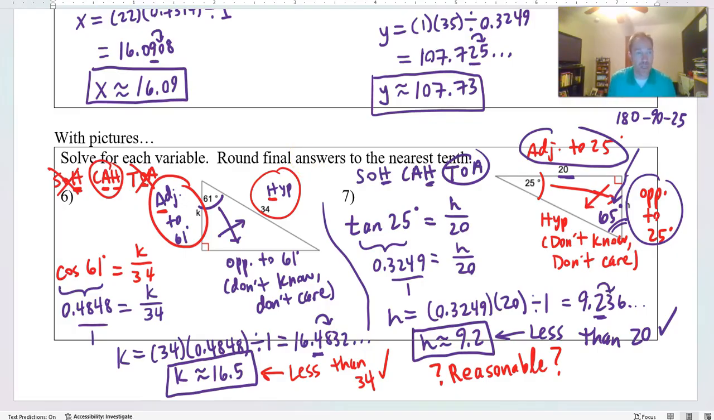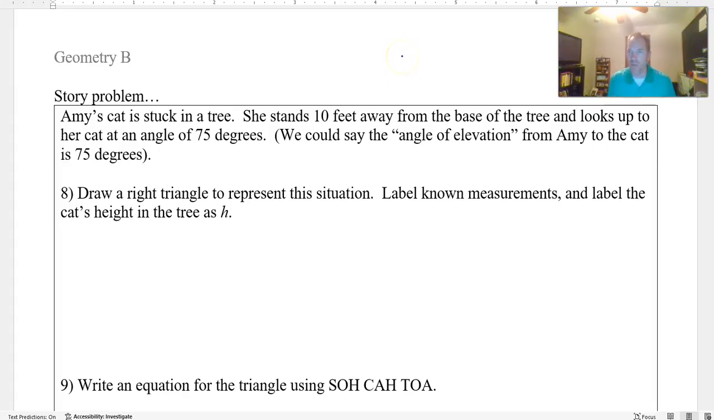Okay, I'm going to scroll to the next page here. All right, so everybody's favorite, story problems. Our story problem says Amy's cat is stuck in a tree. She stands 10 feet away from the base of the tree and looks up to her cat at an angle of 75 degrees. We could say the angle of elevation from Amy to the cat is 75 degrees.